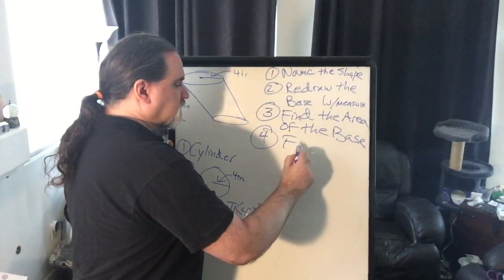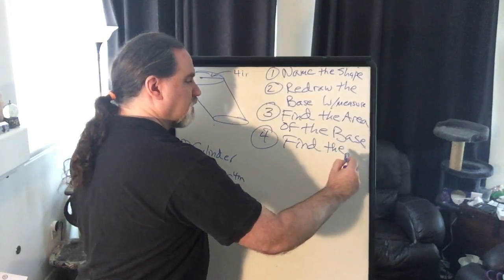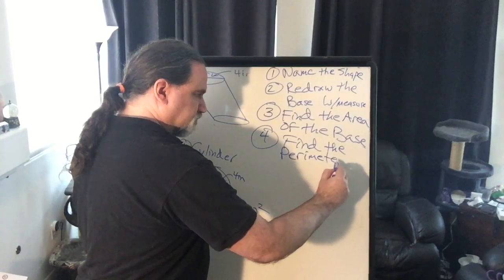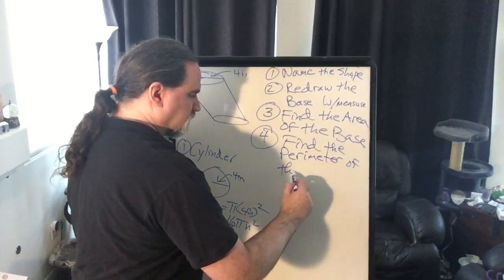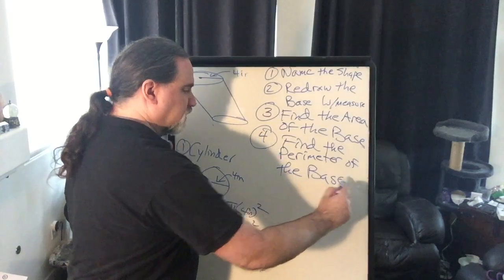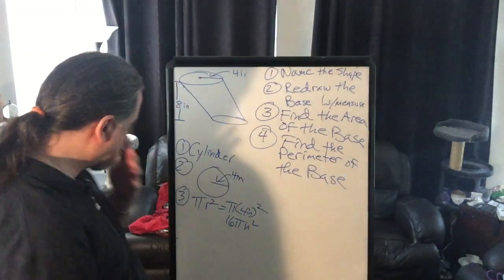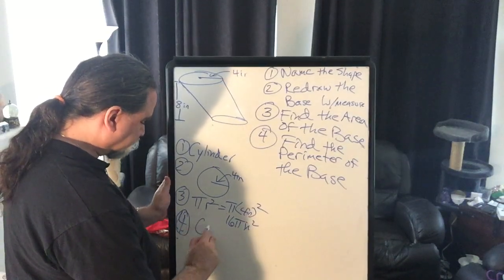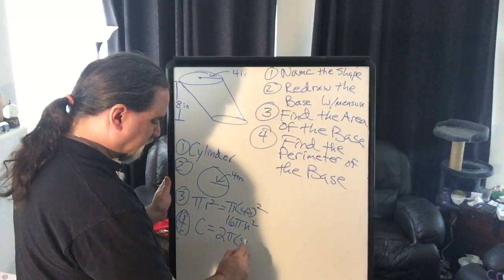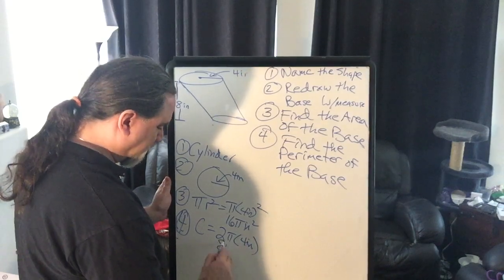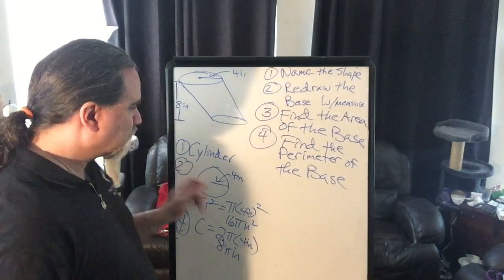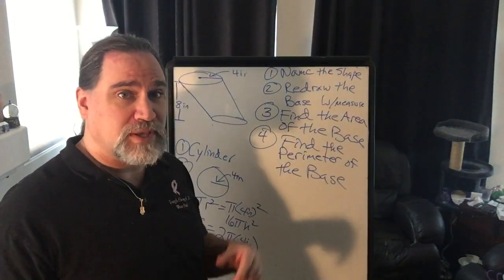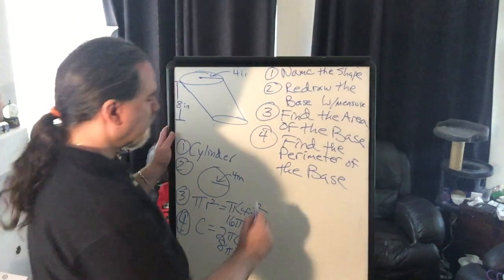Then we want to find the perimeter of the base. Now, when we're dealing with a circle, we call the perimeter circumference, and that is 2 times pi times the radius, or simply 8 pi inches. So perimeter equals circumference when we're talking about circles, so we're finding the perimeter of the base, which is also called the circumference.